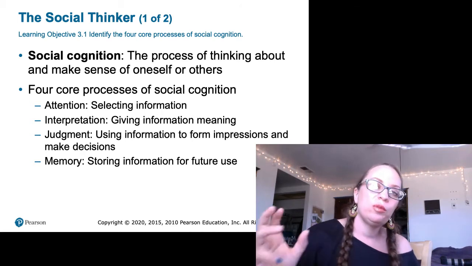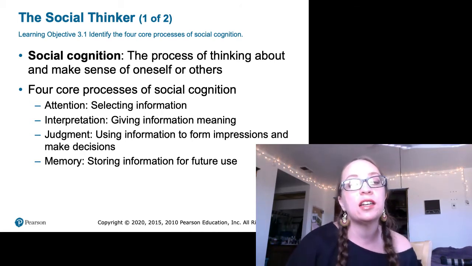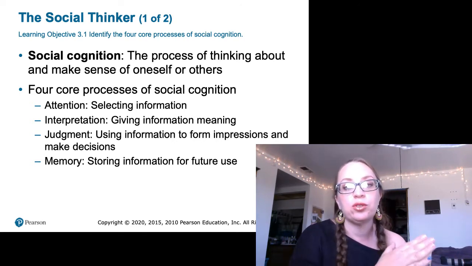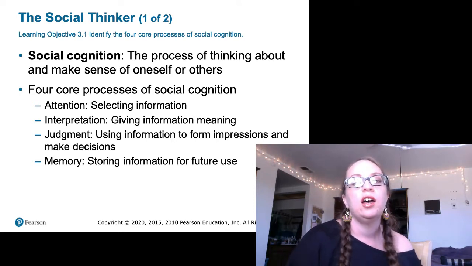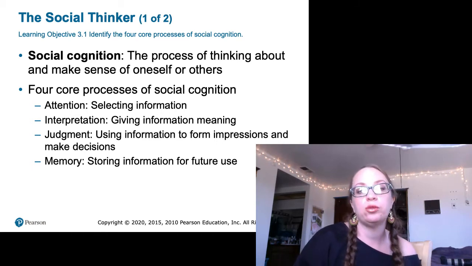How do we store the information, or do we store the information for future use? So paying attention to information is necessary if we're going to remember that information. Obviously, you have to shuttle it from your short-term to your long-term memory. So your memories can influence your social judgments by affecting the kinds of information that you pay attention to and how you interpret that information.